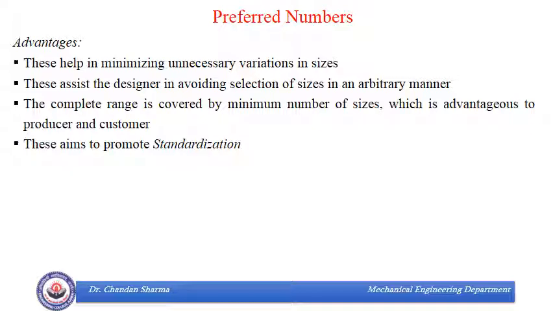The advantage of preferred numbers is they help in minimizing unnecessary variations in sizes. They assist the designer in avoiding selection of sizes in an arbitrary manner, because he or she ought to follow a certain series. So there will be a similarity between what sizes two different designers have adopted. There will not be arbitrary sizes in between. The complete range is covered by a minimum number of sizes, which is advantageous to the producer and customer, and they aim to produce standardization, which is a prime requirement of machine design.